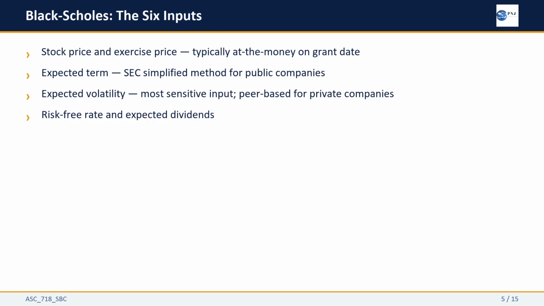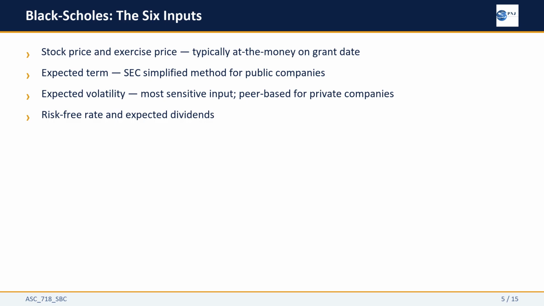The Black-Scholes-Merton model requires 6 inputs: stock price, exercise price, expected term, expected volatility, risk-free rate, and expected dividends. Expected volatility is the most sensitive. A 10 percentage point change can shift option fair value by 15 to 25%.